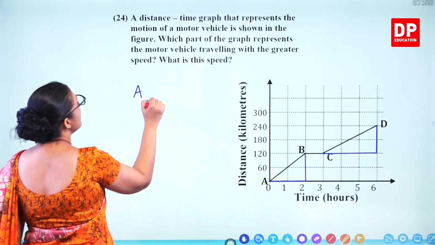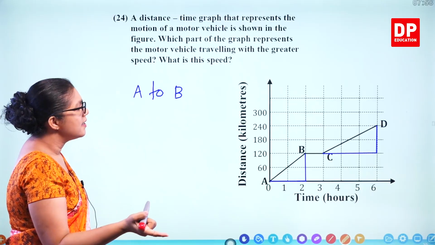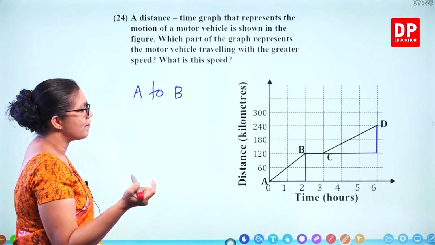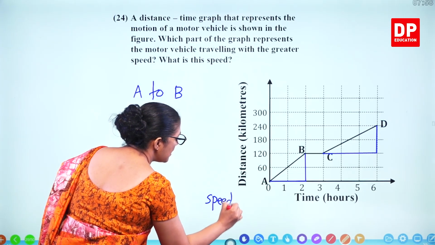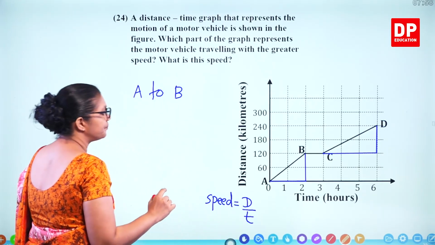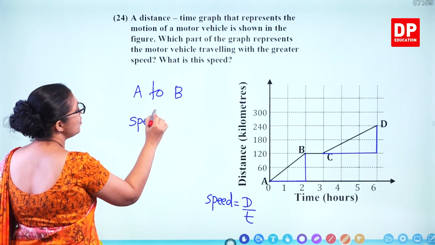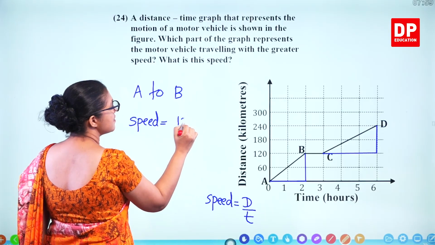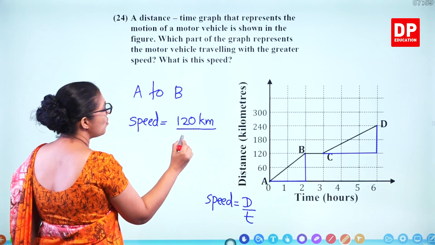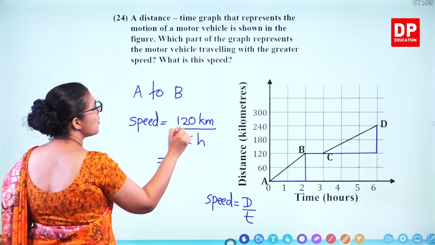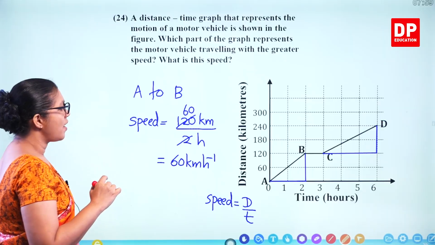A to B has the greater speed. And what is this speed? Speed is the gradient of the distance time graph. Remember, speed is distance over time, that's the gradient of the graph. So you can write speed is equal to distance increased, 120 kilometers, over time, 2 hours. This is 60 kilometers per hour. So you write like this.